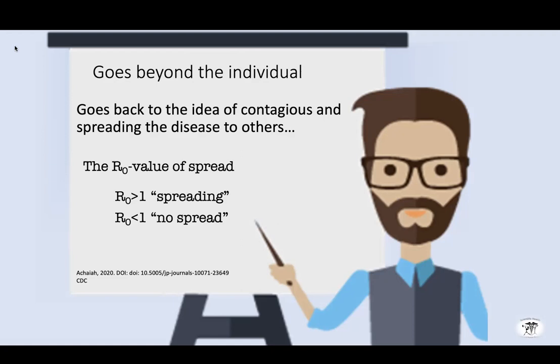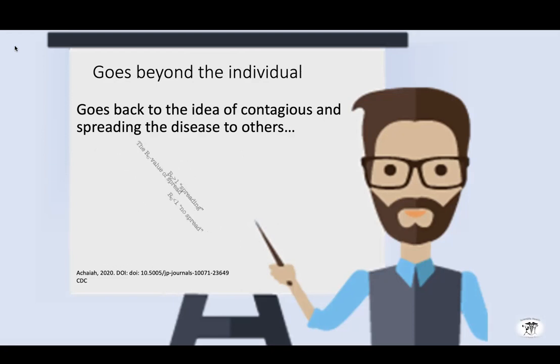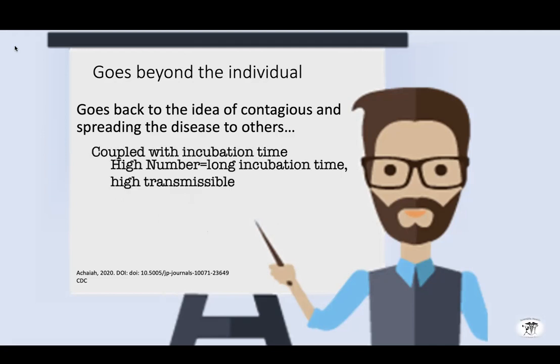Now, the R naught is not the only thing that comes into play in terms of going beyond the individual here. And that's because when we start looking at, am I contagious or am I not? What we're really looking at, along with the R naught value, is the incubation time. And the incubation time is the indication for how long does it take for me to become infected and then show symptoms of that infection.